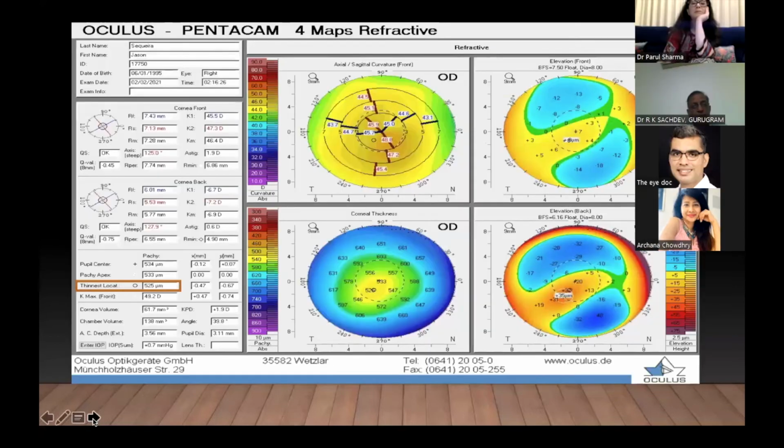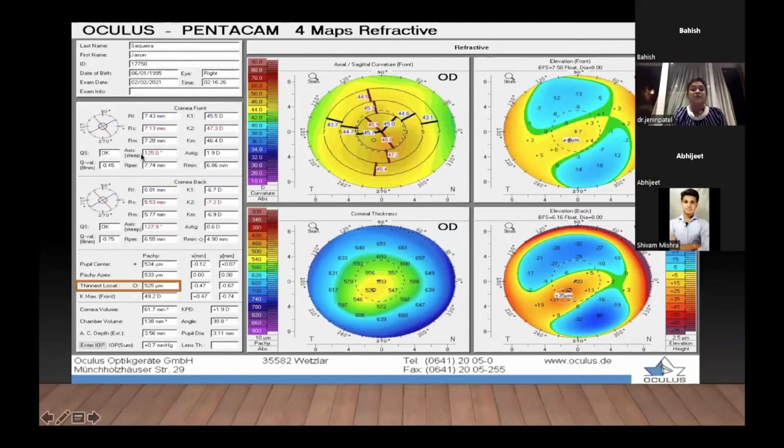So this is an example of a patient where you have the thinnest location of the patient, which is seen. So let's read this map step by step. It's good to go. You have a Q value, which is say minus 0.45, which is still good. All your keratometric readings are good enough, and astigmatism of 1.5. You have a pupillary pachymetry and your pupillary apex, which is good. Your thinnest location is also nice and thick enough. It's got a 525, and there is not much of displacement, and you have a good chamber depth over here.